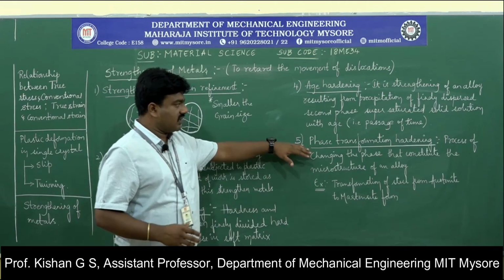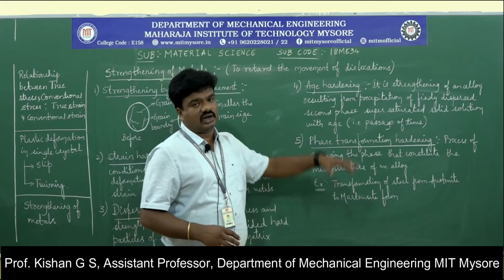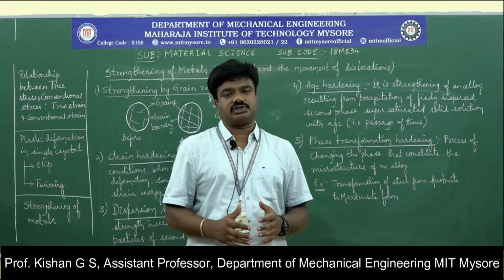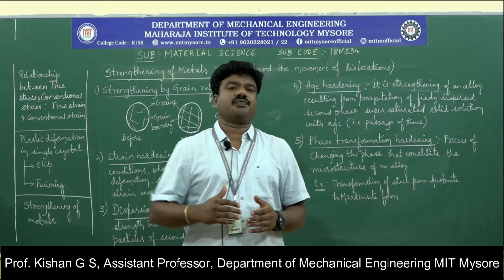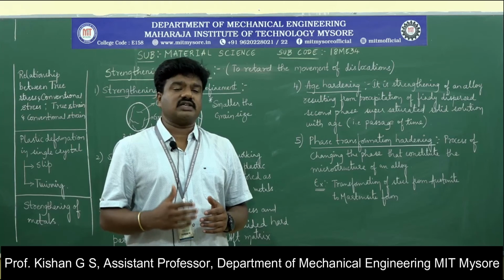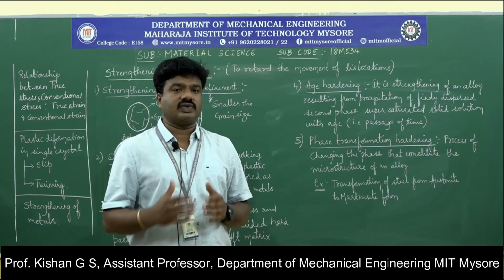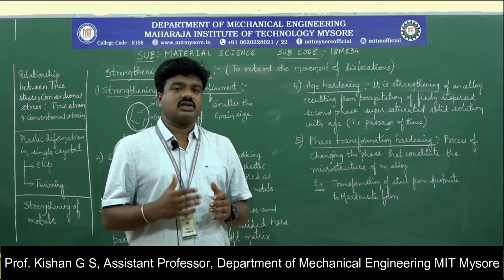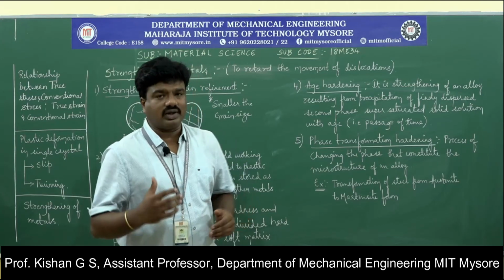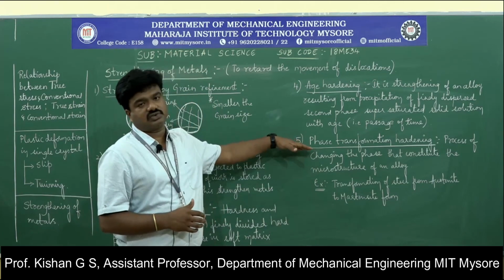And the last method is phase transformation hardening. Here, when a material is considered at different combinations of temperature or by the method of cooling, the material will be transformed from one phase to another. In such cases, there will always be an increase in the hardness or strength of the material, and one such case is phase transformation hardening.